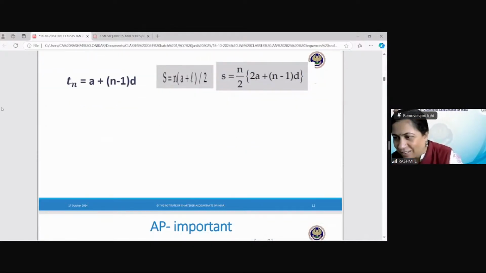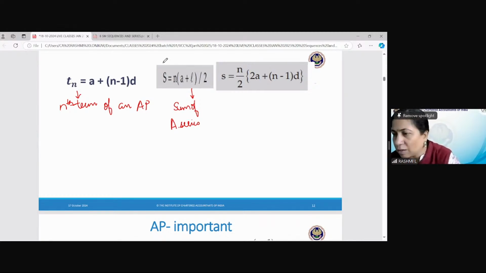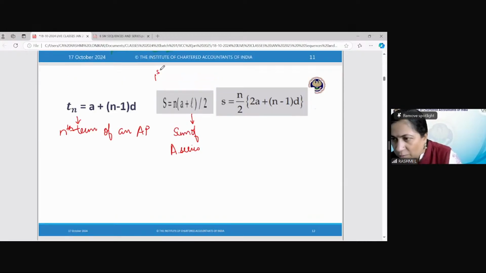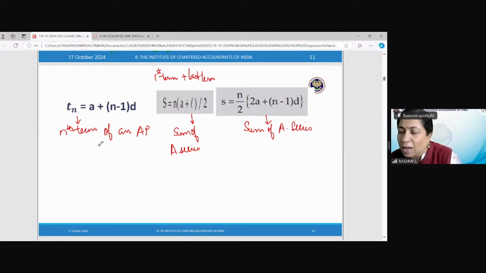Okay, so here we are saying, what is this? This is giving me the nth term of an AP. What is this giving me? This is giving me the sum of an arithmetic series. This formula I will use when I know both the first term and last term. If I don't know them, I will use this other formula. Okay, this is also the sum of an arithmetic series. And when I want to find the mean, that is the arithmetic mean.